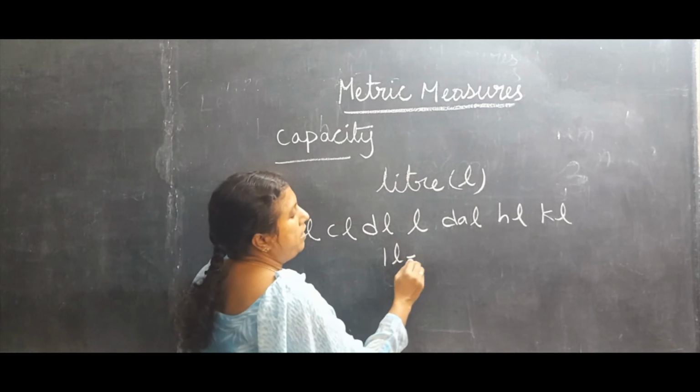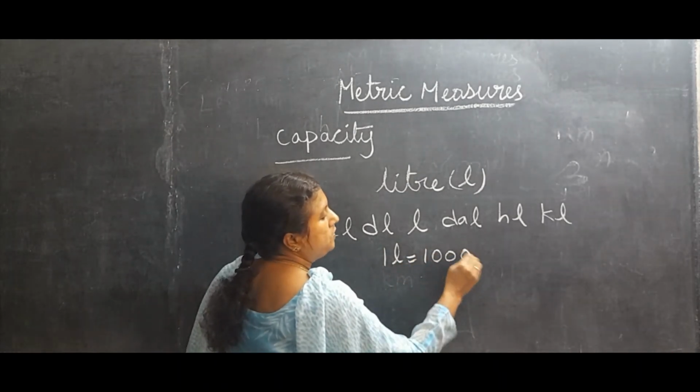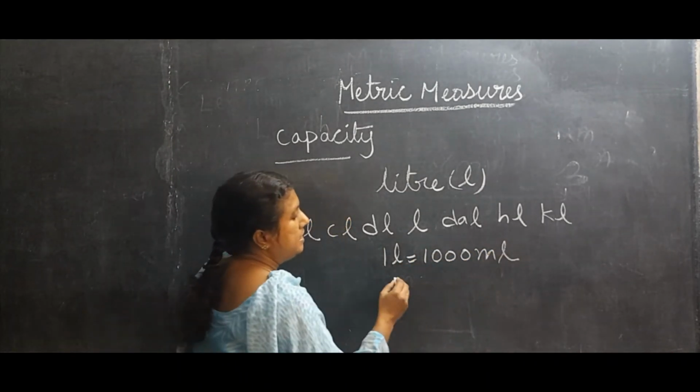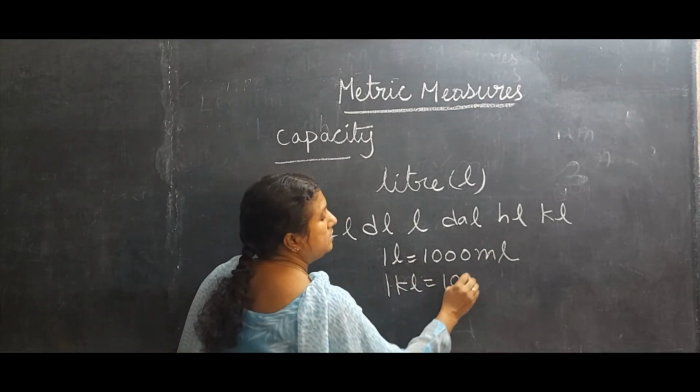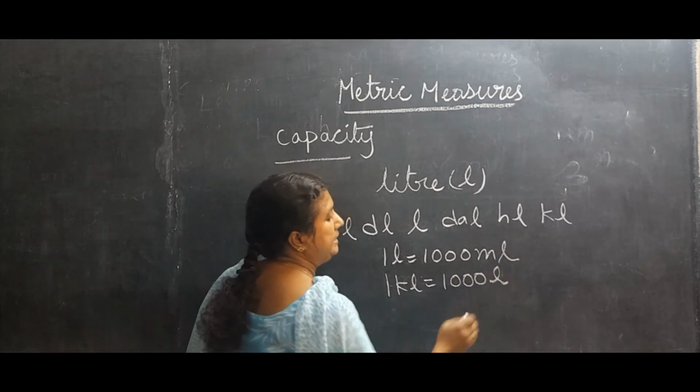1 liter always will be equal to 1000 milliliters. Similarly, 1 kiloliter will be equal to 1000 liters.